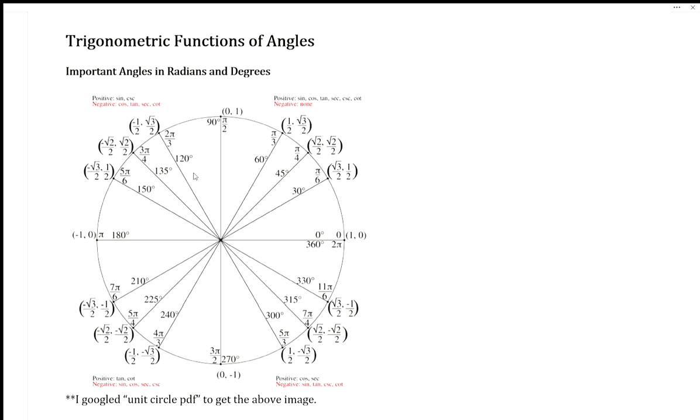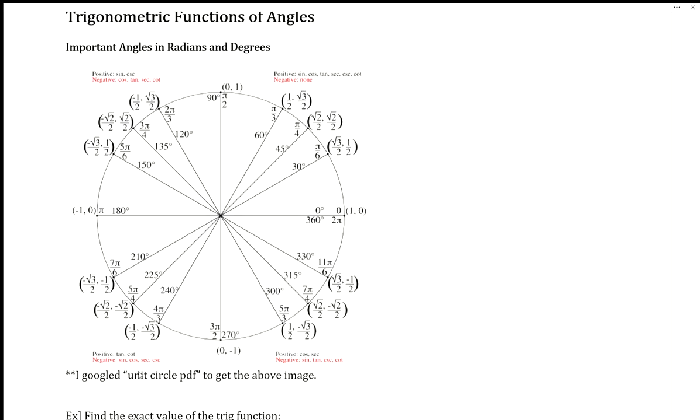It's called the unit circle. I just Googled unit circle PDF to get this image above, so there's tons of them. It has radian measures, those are the ones with pi, and then the degree measures, those are the ones with the little circle degree symbol, along with their terminal points.